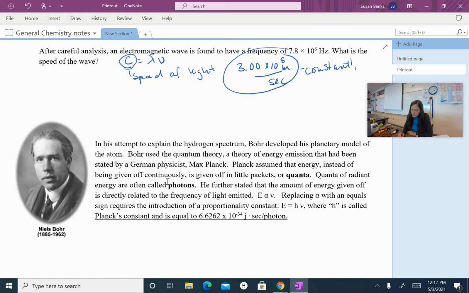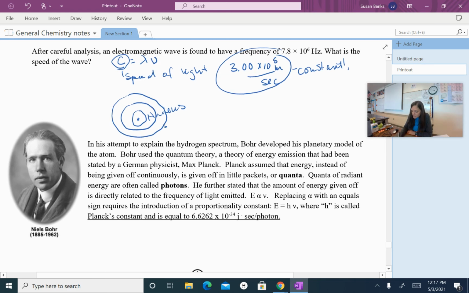Okay? In his attempt to explain the hydrogen atom, Bohr developed his planetary model of the atom. Okay? So the planetary model is one where we have the nucleus in the center, and then we have electron orbits that go around that nucleus. Okay, so the electrons are in orbit around the nucleus. Kind of like the planets in our solar system are in orbit around the sun.